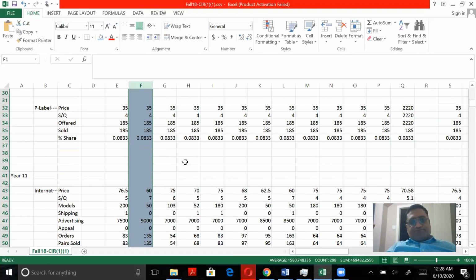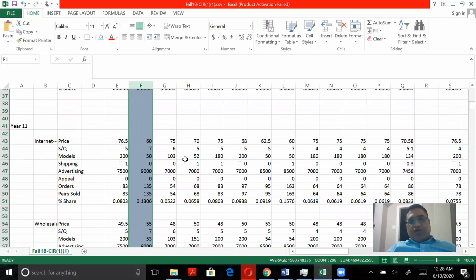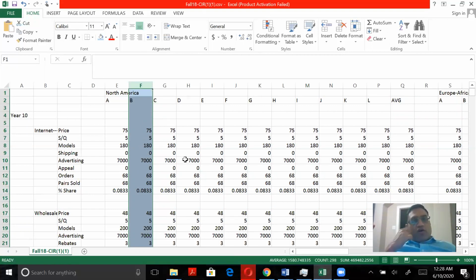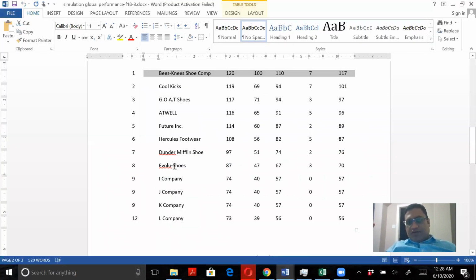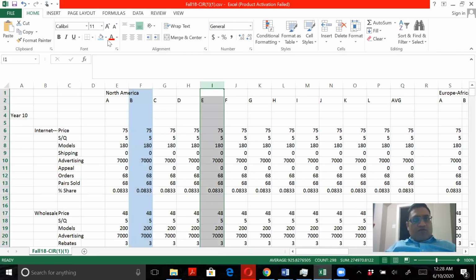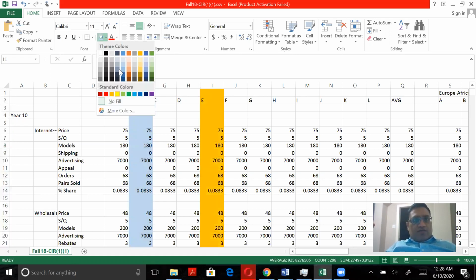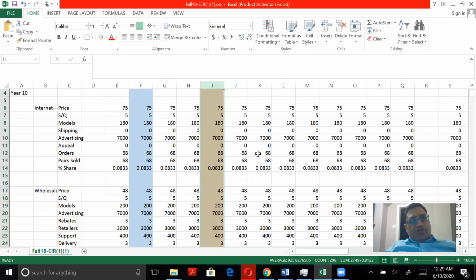As you keep going, I would highly recommend that you make a chart of all the teams. This way you'll see how teams performed over the years. Team B was the top one, and team E was the bottom one, right here. Let's also highlight this and give it a different color. At the very least, you need to look at the top and the bottom teams. If you want to look at other teams, that's fine too.